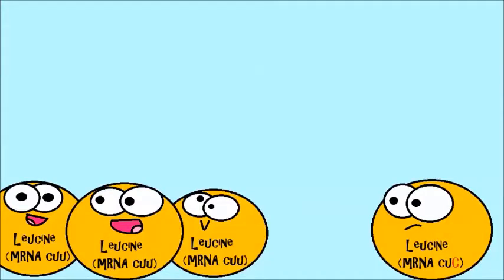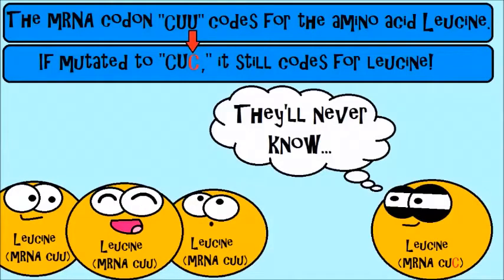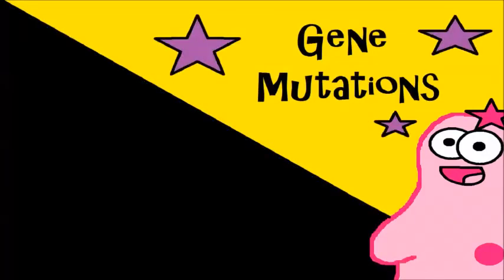Many mutations are actually neutral in their effect, meaning they neither help nor harm an organism. And some mutations are harmful. So we're going to talk about the different kinds of mutations. First, we're going to talk about gene mutations. Mutations can be classified in two major ways. First, hereditary mutation, and second is somatic or acquired mutations.